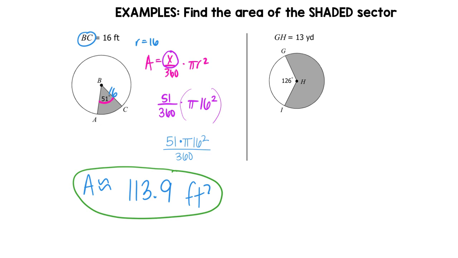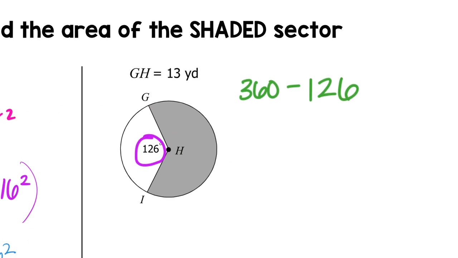Okay, let's take a look at the next example. So we want the area of the shaded region. However, we don't have the angle of that shaded region, right? The angle that we have is this 126, but you could easily get the angle for that shaded region because remember, circles are 360. So you can just do 360 minus 126. That's going to give us 234 degrees. So that's what this measurement here is, 234 degrees. And that's the portion of the circle that we want.